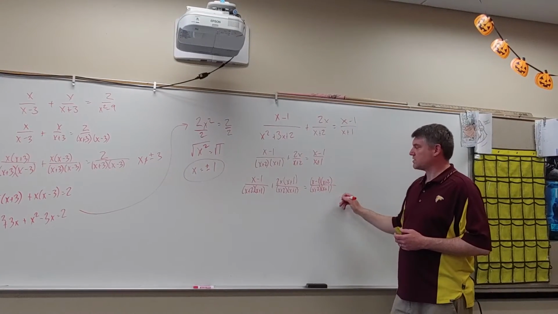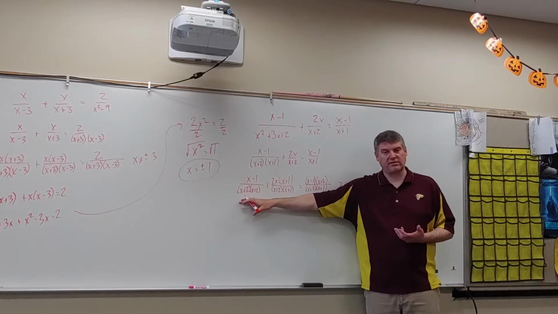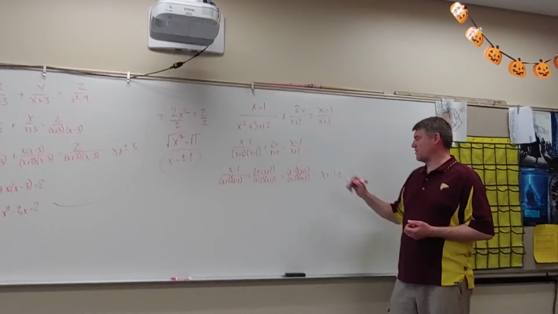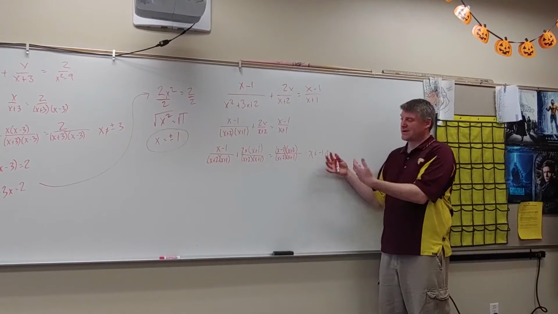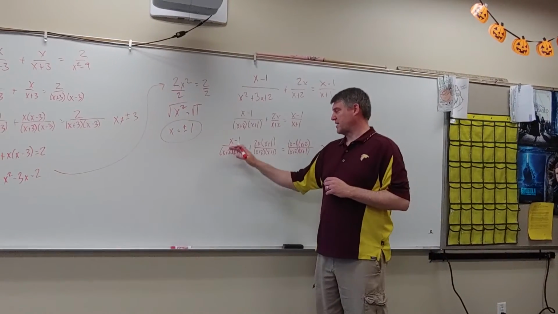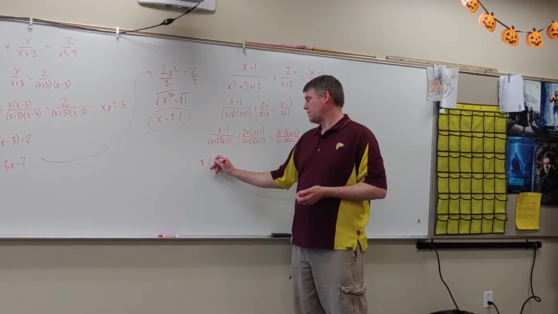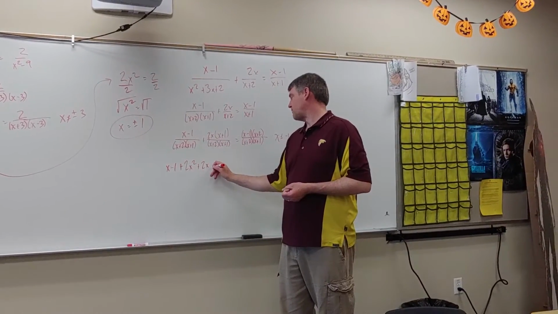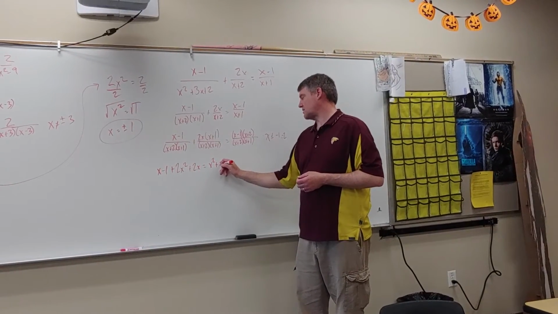Now I should talk about my domain restrictions. X cannot equal, well, what are the two values that make the denominator 0? Negative 2 and negative 1. Those are my domain restrictions. If I end up with an answer that is one of these two, it's not a real answer, it's an extraneous solution. Now I'm going to look at my top and start distributing. I have x minus 1 plus, distributing my 2x, 2x squared plus 2x equals, and I'm going to FOIL this out, x squared plus x minus 2.